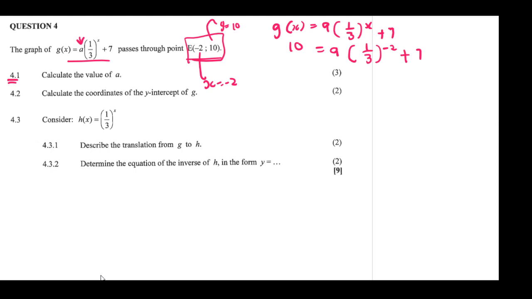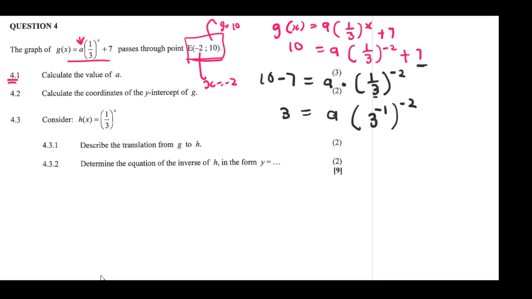Let me use a black pen. Then this plus 7, we're going to transpose it to the other side. We have 10 minus 7 is equal to a multiplied by 1 over 3 to the power of minus 2. Then we will have 3 is equal to a into 3 to the power of minus 1, taking this 3 upwards, and then to the power of minus 2. This minus 2 will multiply this power here. So we have 3 is equal to a into 3 to the power of 2.